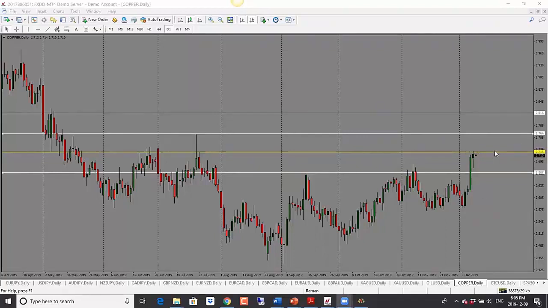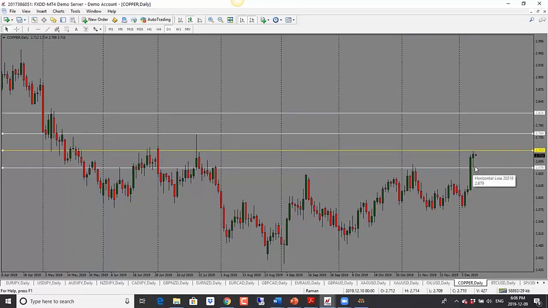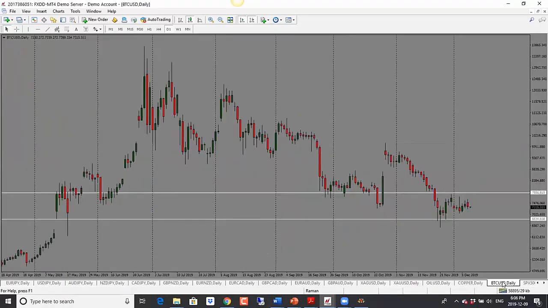If it stays below 2.72, I would look for price to move back down towards 2.68. But should it go through this 2.72 level, then it could go all the way into 2.76. But for the time being, as long as it stays below 2.72, I will look for a move lower towards 2.68 back into the bottom of the trend. Neutral bias here for copper.